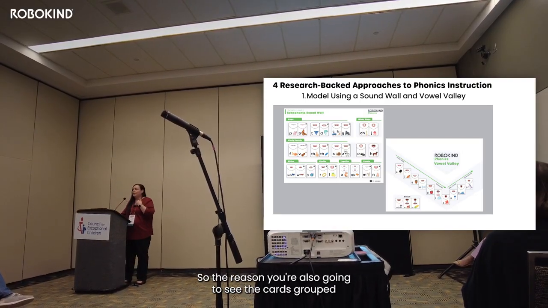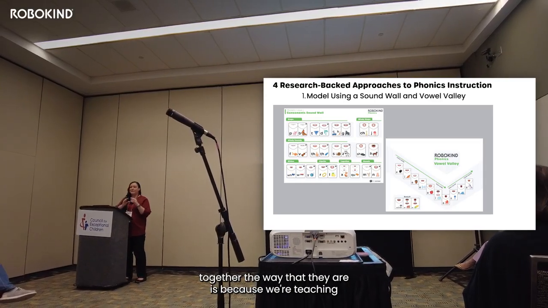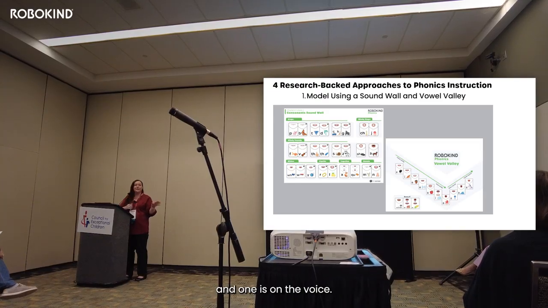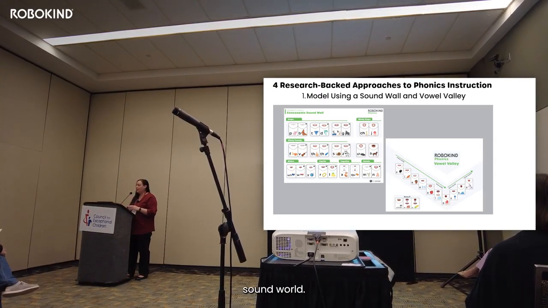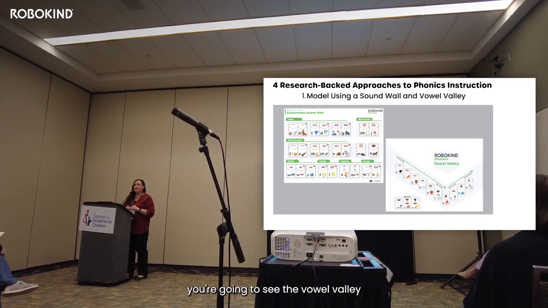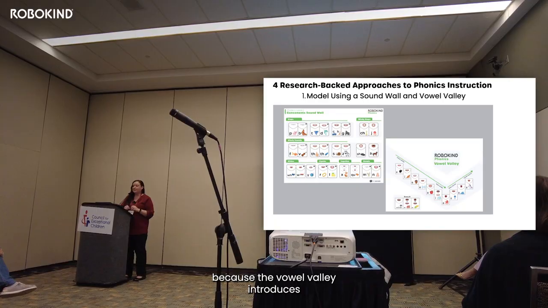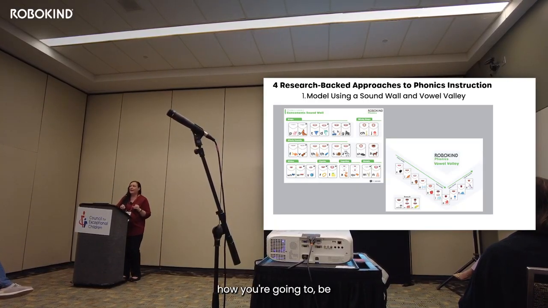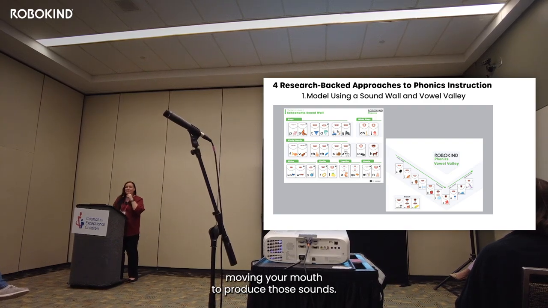So the reason you're also going to see the cards grouped together the way that they are is because we're teaching students that your mouth is formed the same way, but one is voiced and one is unvoiced. So this is a consonant sound wall, but then on the back of your paper, you're going to see a vowel valley. The vowel valley is helpful because it introduces sounds based on how you're going to be moving your mouth to produce those sounds.